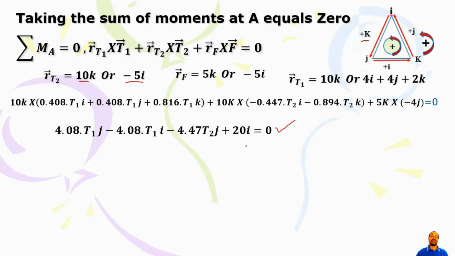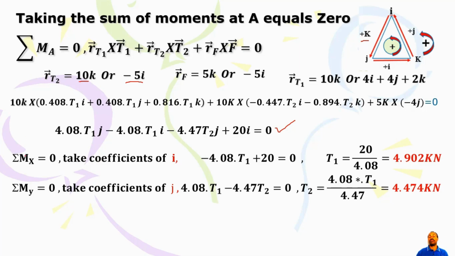So once you put this one, then let us go to summation of moment in X is equal to 0. Take coefficients of I equal to 0. So coefficient of I will be this one and this coefficient of I. So you get this result. Then T1 can be this result. So this is the magnitude of tension T1 and the sigma moment in Y direction equal to 0. Take coefficient of J again. So T1 minus this equal to 0. Then you get this result.